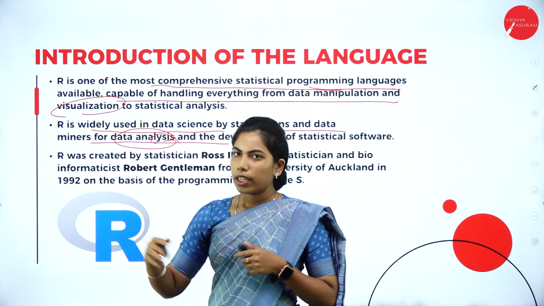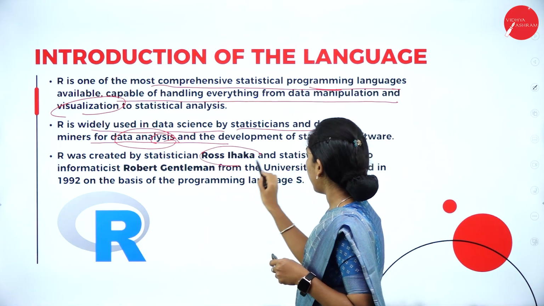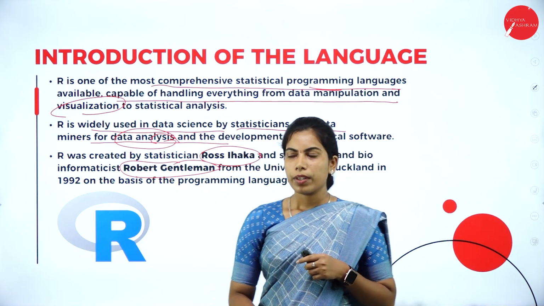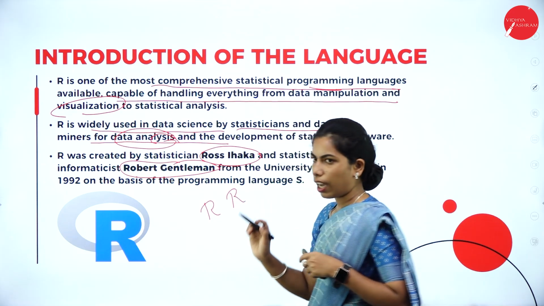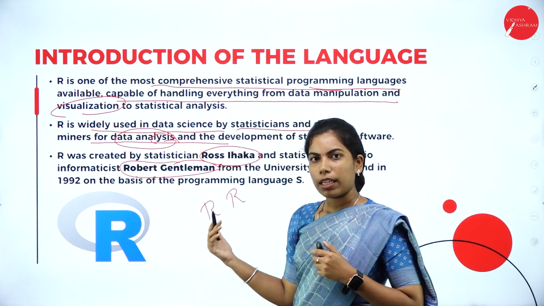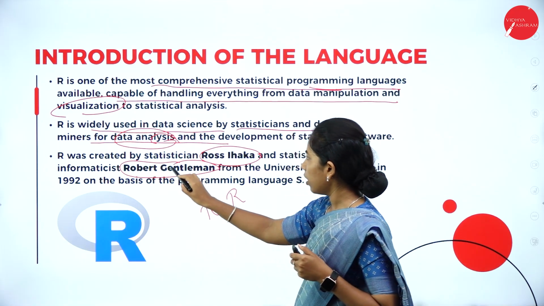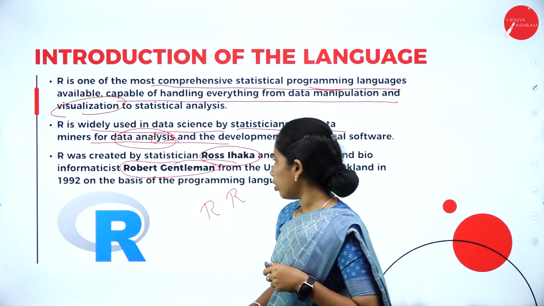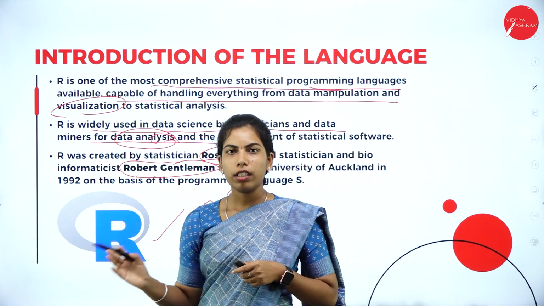Who introduced R? R was introduced by Ross Ihaka and the biostatistician Robert Gentleman. Here you can see the authors' names both start with R, so that's why they named this programming language the R programming language. Got it? Here you can see the authors' names, Ross Ihaka and Robert Gentleman. This is the R icon, you can see.